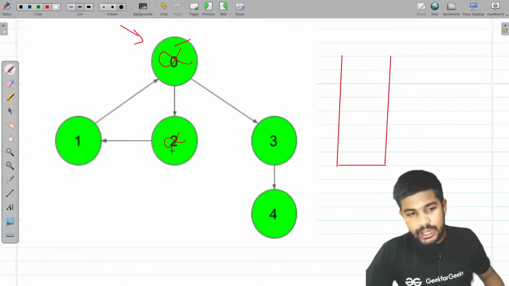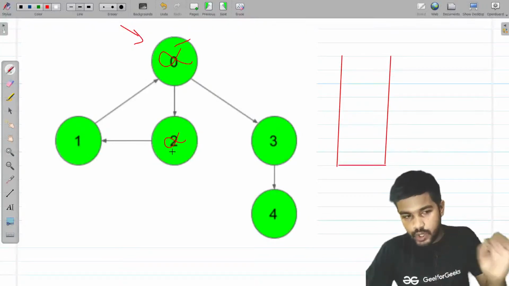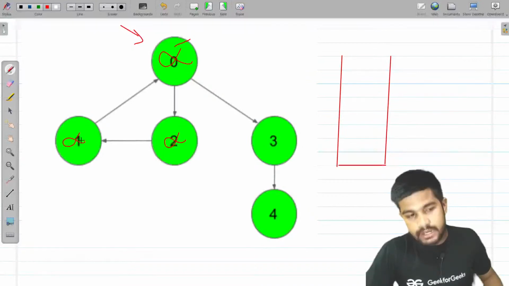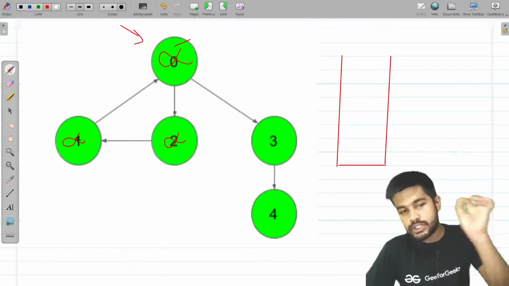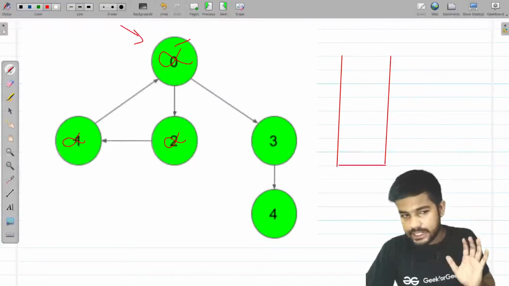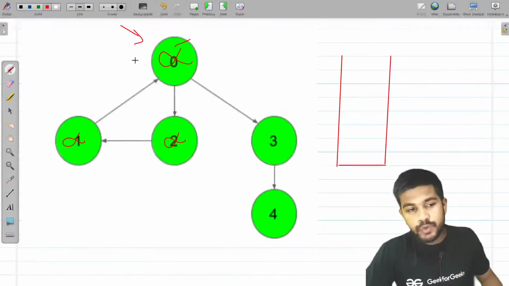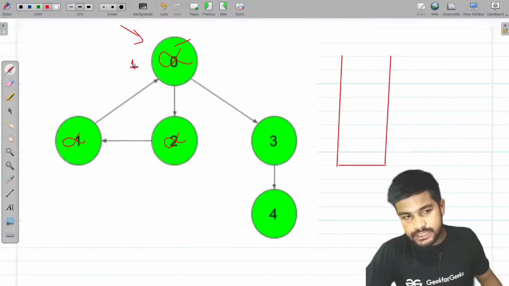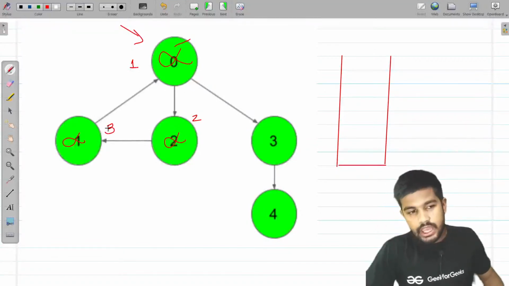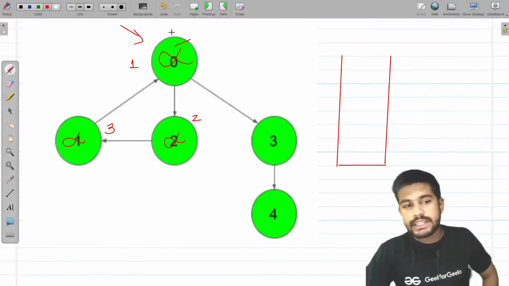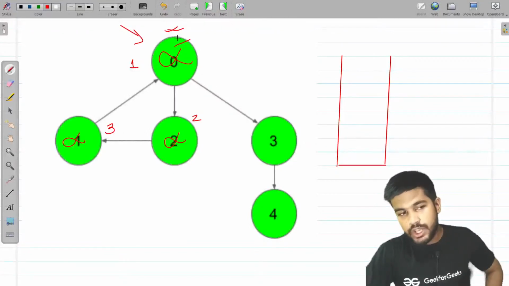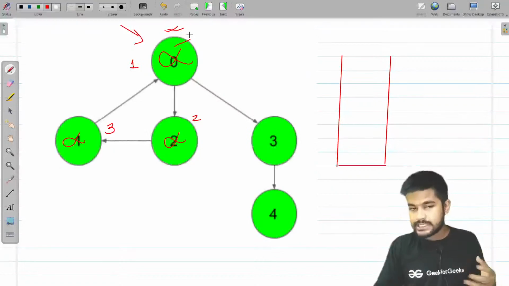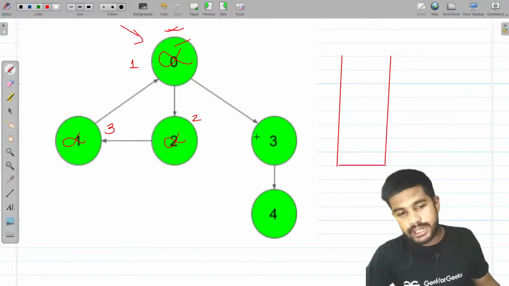That is 2. Now we would move to the neighbors of 2. That is 1. Now we would move to the neighbors of 1. That is already visited, so we would be stopping here itself. Okay, this was first visited, then this, then this was visited third. Now after we have visited all the branches of 0, we would be looking at the right hand side. So now we would be going to the right hand side.